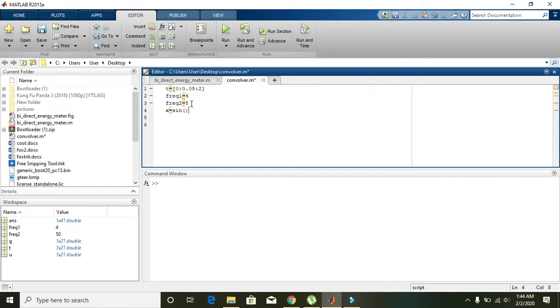Now we are going to create sine signal. So 2 multiplied by pi multiplied by frict1 multiplied by t, and cos of 2 multiplied by pi multiplied by frict2 multiplied by t.